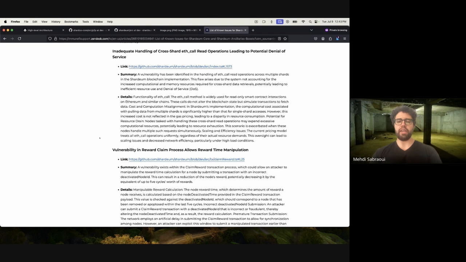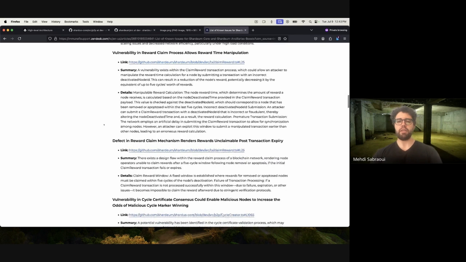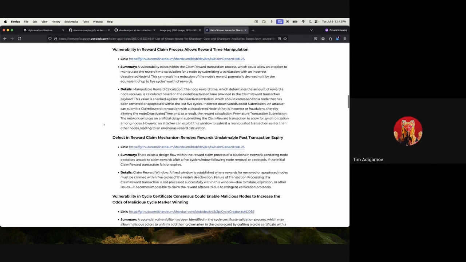Yes. Okay, and I think this is related to contracts. So this, even though it's known, it's not in scope for these bounties. So I think we can skip it. So, reward claim processing, reward time manipulation.